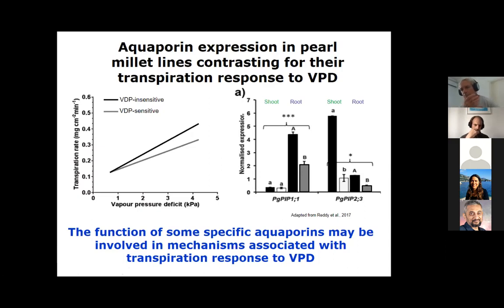And so the hypothesis behind this is that, assuming those expressed genes turn into proteins embedded in membranes, we've got more water transport taking place. What we will need to do is to confirm that with more contrasting lines for that transpiration response to VPD.